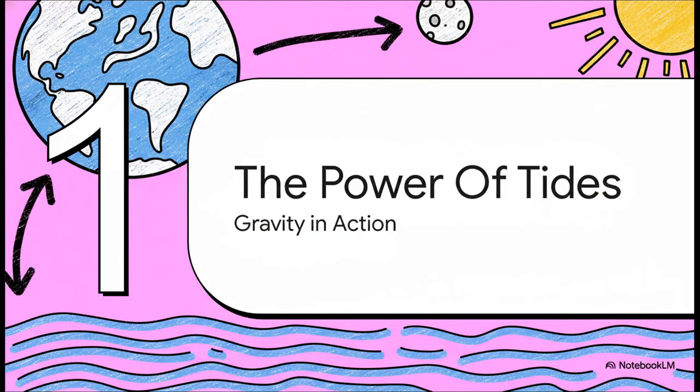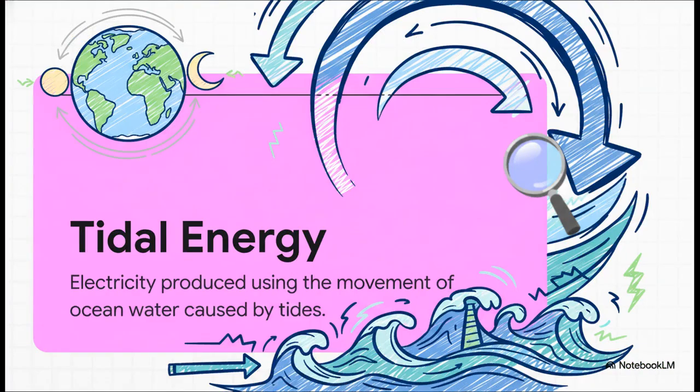All right, Section 1, the power of tides, gravity in action. So picture this. Because the Earth is constantly rotating, and at the same time, gravity from the moon and the sun is relentlessly pulling at it, we literally have billions of gallons of ocean water on the move non-stop. It's wild. This constant push and pull creates a massive amount of kinetic energy, the energy of motion. And tidal energy, well, that's simply the electricity we manage to capture from this highly predictable, totally unstoppable natural force.